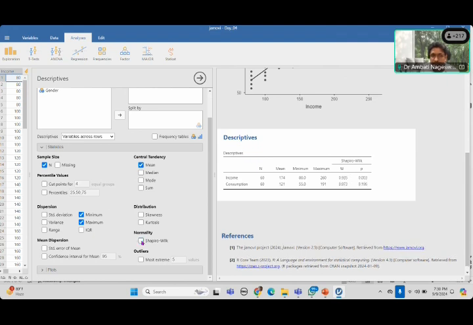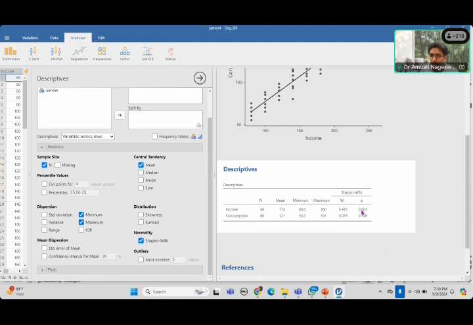As you can see, the moment I have selected it, it is presenting the data. In the Shapiro-Wilk test, for income we have 0.003. It means it is less than 0.05. Whereas for consumption, it is 0.19, which is greater than 0.05. It means that income data is not normally distributed, whereas consumption data is distributed normally.